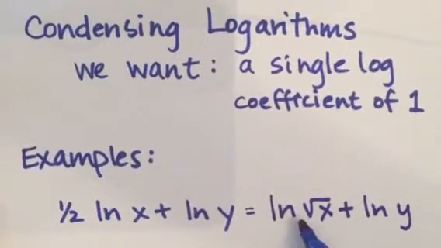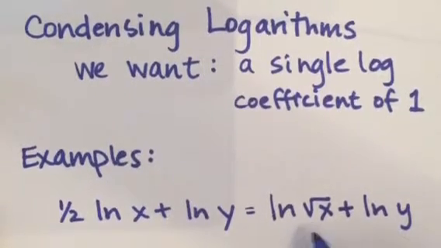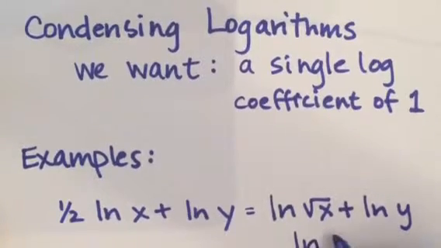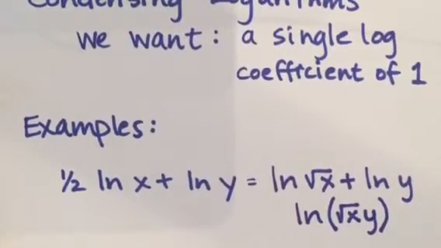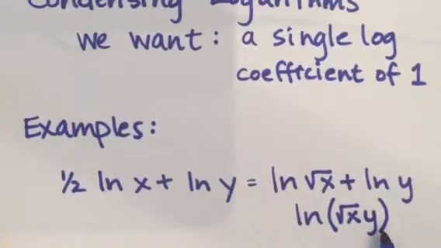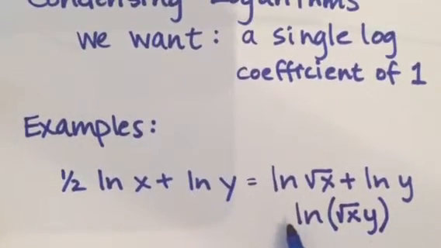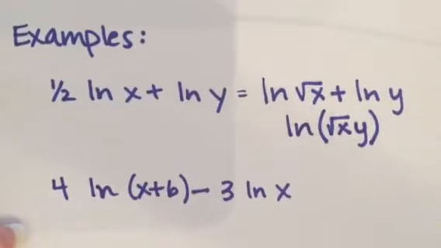Okay, so now I have two logarithms with the same base. I can condense them into a single log, and since I'm adding them, they will, in my new log, be a product. So ln of the square root of x times y would be an equivalent expression to what we started with here. Notice that when we're done, we have one logarithm, and there's nothing out in front of this log like a 2 or 3 or a 1/2 or whatever. Okay, so in our next example, we're going to look at this one.